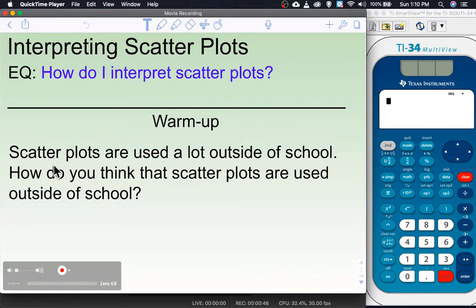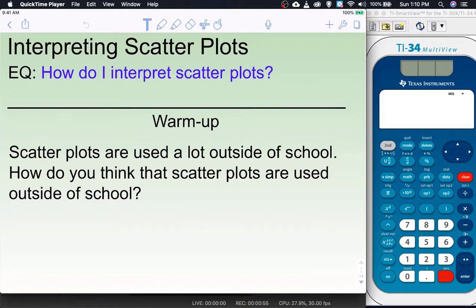Our warm-up says, scatter plots are used a lot outside of school. How do you think scatter plots are used outside of a school setting? They're used quite a bit in lots of places. They're used a lot of times in business. They're used in science a lot.